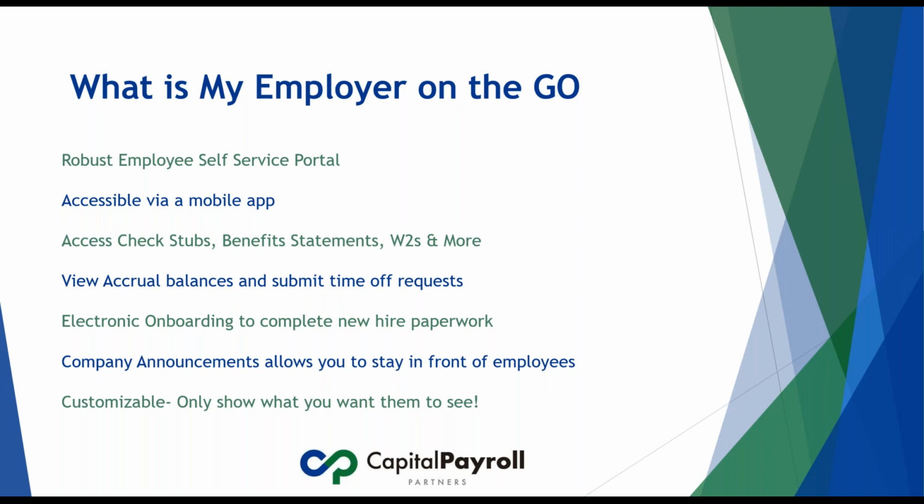But for those who are not familiar with My Employer on the Go, it is a robust employee self-service portal. So it allows the end user to log in either from a computer or a mobile app. We do have it available on Android and Apple devices, where they can log in and access check stubs, W-2s, benefit statements. If you're using the system for time off requests, they'll have access to their accrual balances, as well as submitting time off requests through the system.